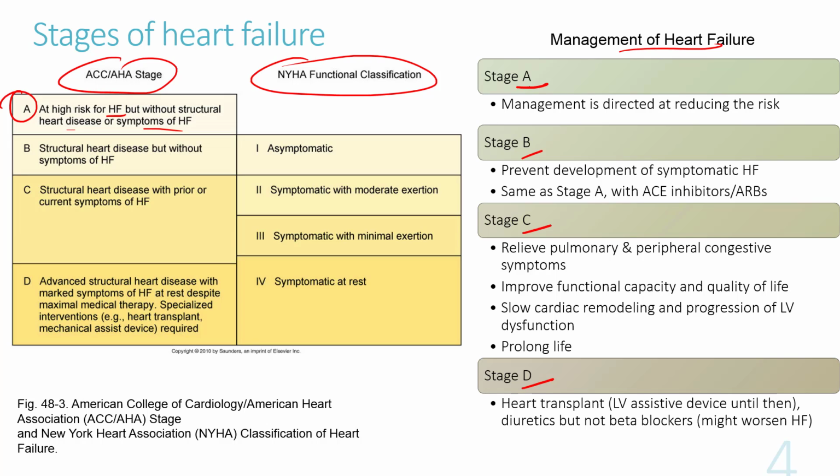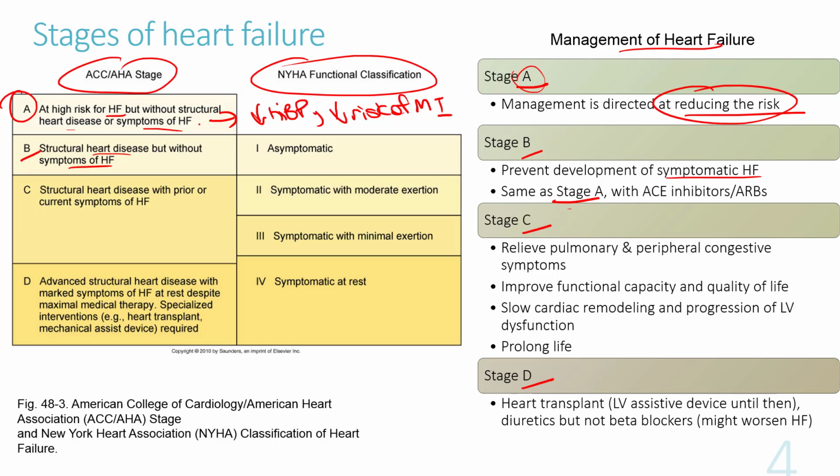So in stage A, management of heart failure is directed at reducing the risk, right? And the risk is, can you reduce high blood pressure? And can you reduce the risk of myocardial infarction happening, right? Stage B, you've got structural heart disease, but it's asymptomatic for heart failure. So again, you want to actually prevent development of heart failure. You want to again reduce the risk, right? Same as stage A, but perhaps give the patient either an ACE inhibitor or an angiotensin II receptor blocker.